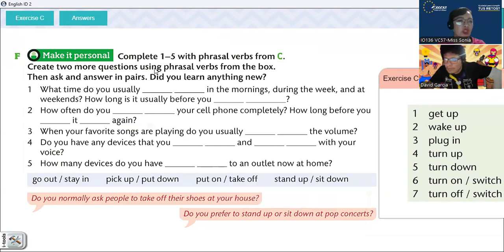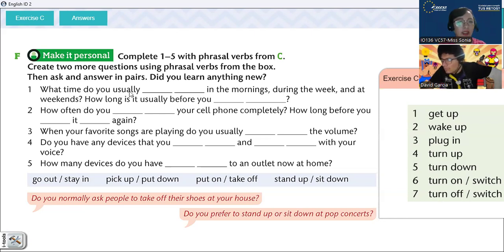Just create 2 more questions using phrasal verbs from the box. Okay, these questions, we are going to check them tomorrow. So create the questions for tomorrow, please. At least 1 question. If not 2, at least 1. And hopefully tomorrow we have more classmates to ask them the questions, right?